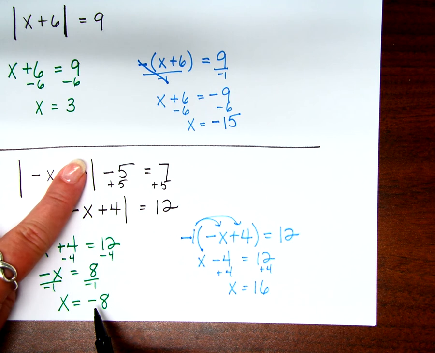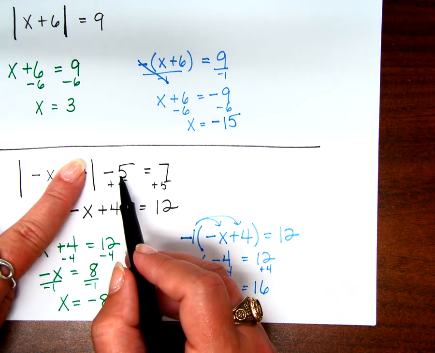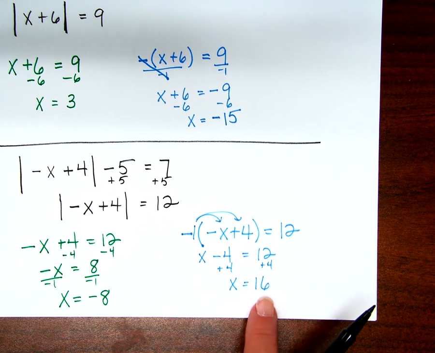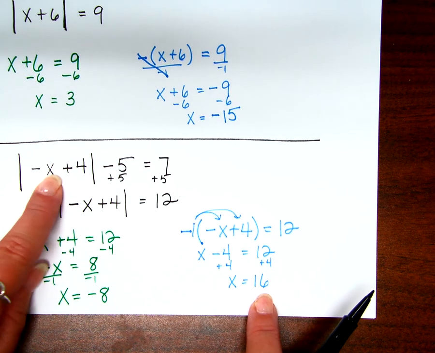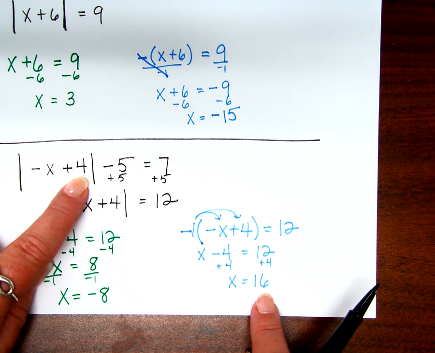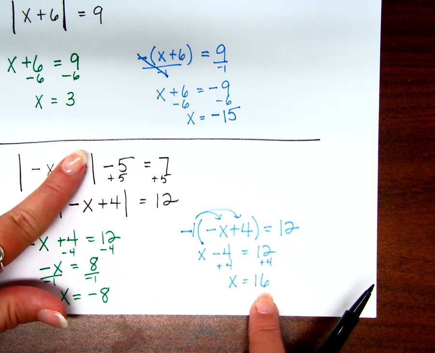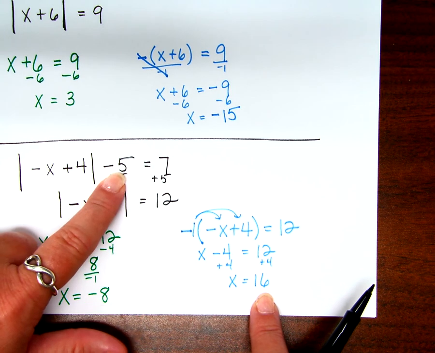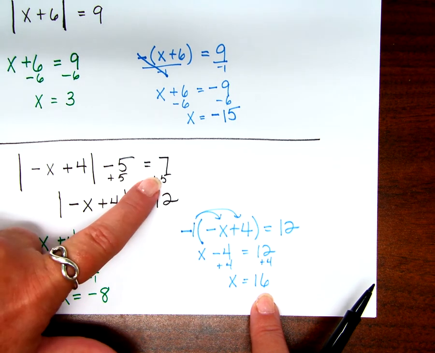Absolute value of negative 4 is 4? Sorry: 12. 12 minus 5? Does 7 equal 7? Yes. Okay. Negative 16 plus 4, negative 12. What's the absolute value of negative 12? 12. 12 minus 5? Does 7 equal 7?